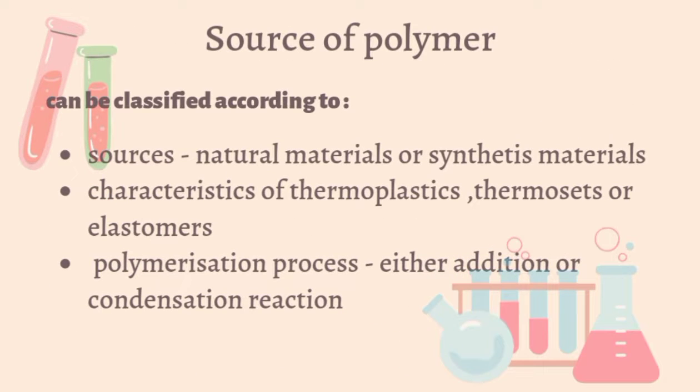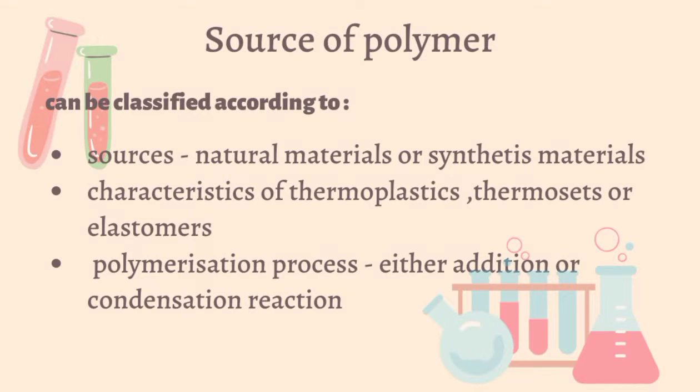Source of polymer. Polymers can be classified according to source, characteristic, and polymerization process. Source, from which they are obtained, either natural materials or synthetic materials. Characteristic: thermoplastics, thermosets or elastomers. And lastly, polymerization process, either by addition or condensation reaction.